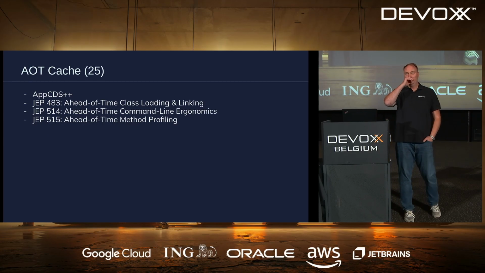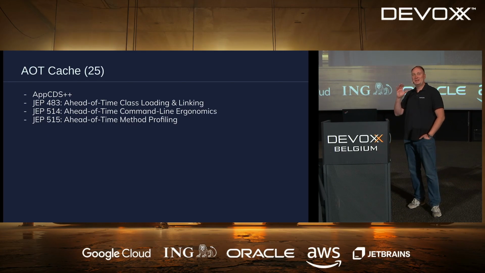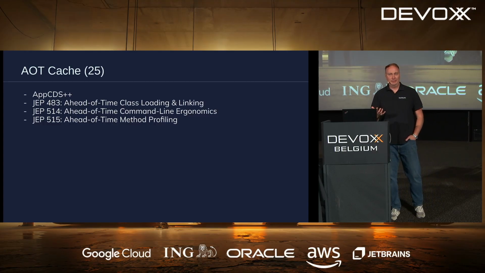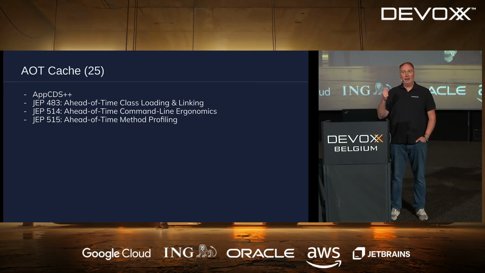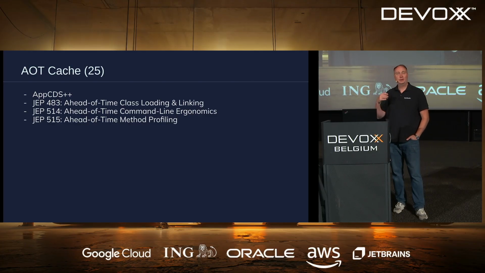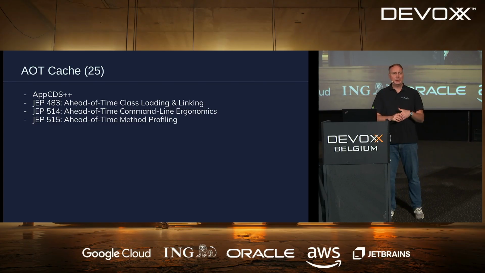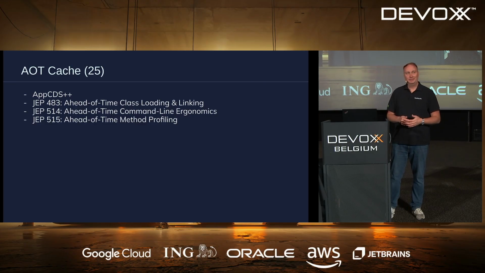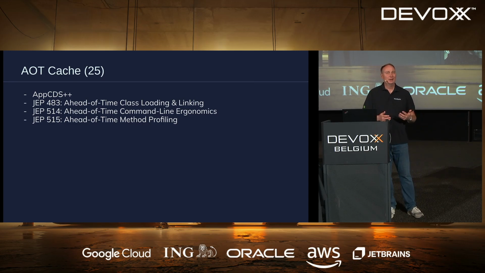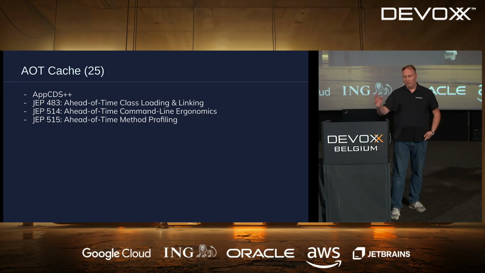Also new technologies, or same known technologies with a new name and new functions. AOT cache in Java 25. AOT cache went beyond AppCDS, so it has new data stored in it, and it has a new command line interface, which I find more convenient. You have to take fewer steps to create and use your AOT cache. But there are, of course, some trade-offs, and we'll look at how it happens.